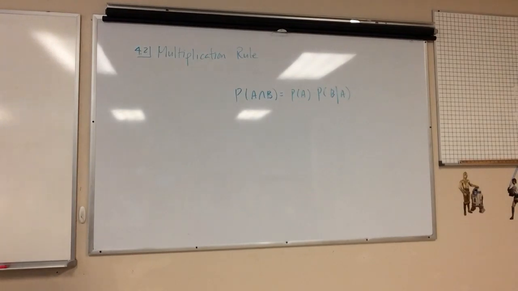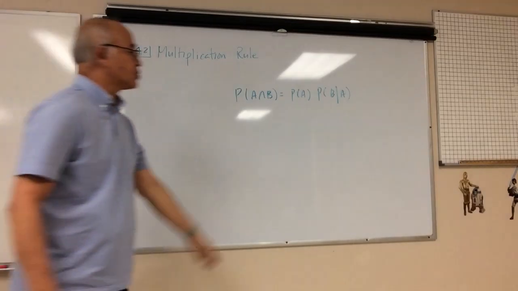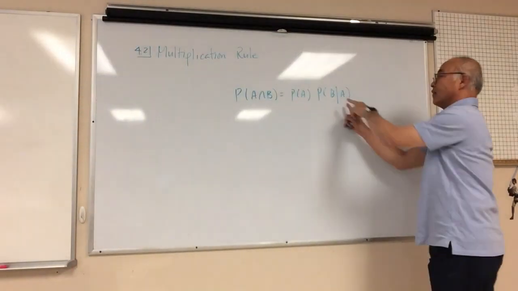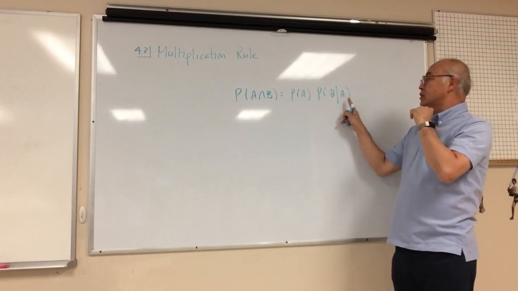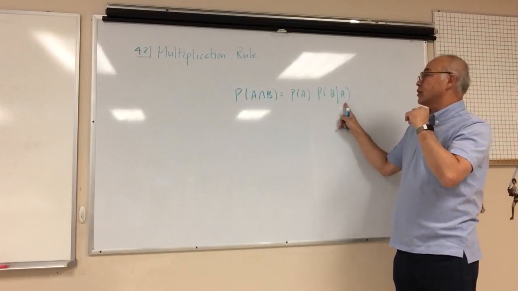Multiplication rule. To find the probability that event A occurs in one trial and event B occurs in another trial, multiply the probability of event A by the probability of event B. But be sure that the probability of B is found by assuming that A has already occurred. It's conditioned on that. Okay, A has already occurred.